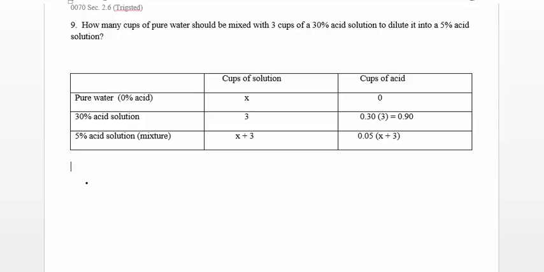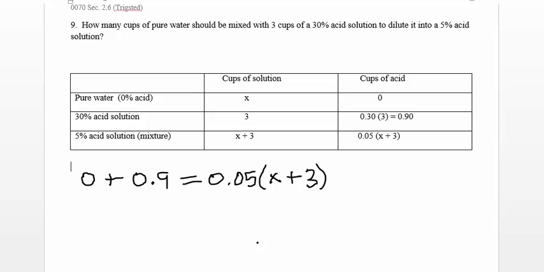Okay, so now our equation comes from adding the cups of acid in the water, 0 cups, plus 0.9, it's the same as 0.90, and that has to equal our 0.05 times the cups, that has to equal the acid in our mixture. So when you mix these two things together, you're adding the cups of acid in the two things to form the cups of acid that are going to be in your mixture. So we have 0.9 equals, and we're going to distribute this 0.05.